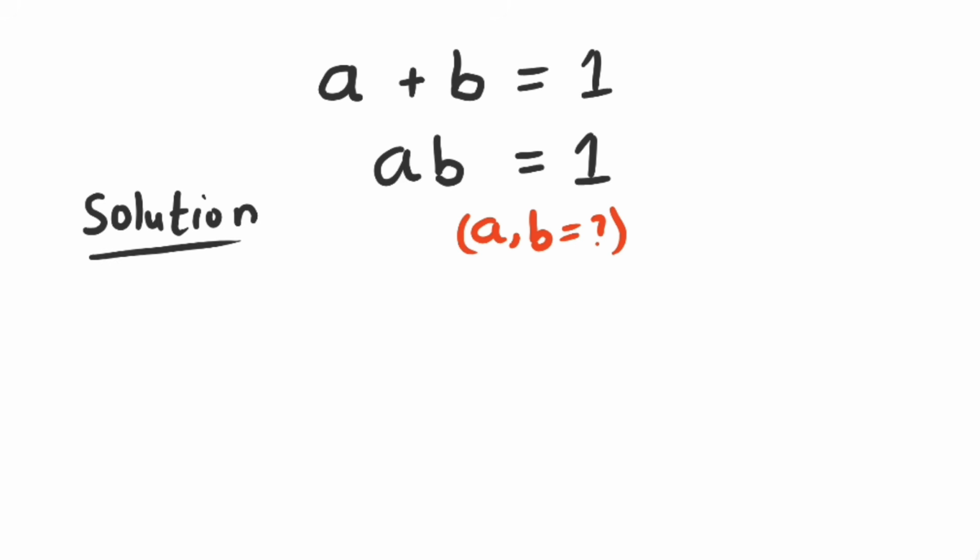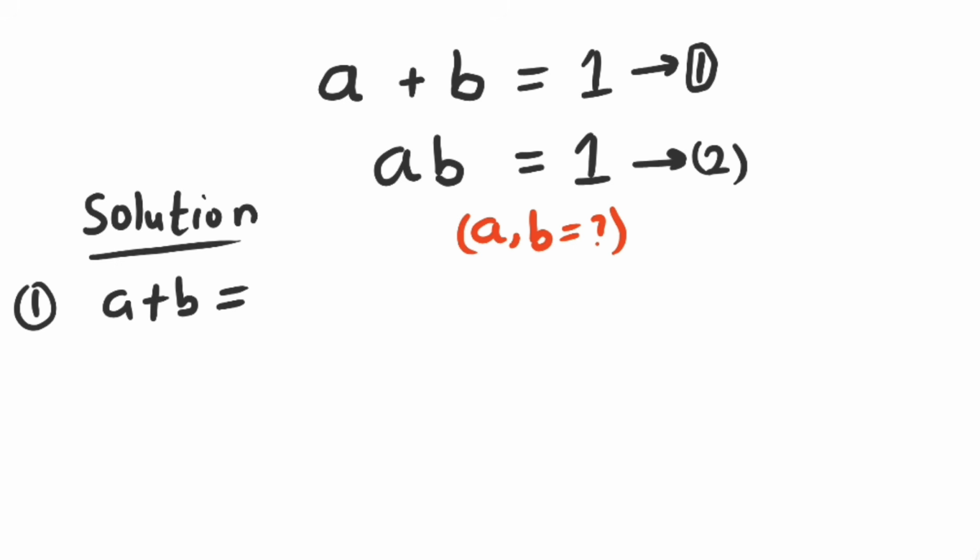Solution. Here we have A plus B is equal to 1. Let us call this equation 1. And then AB is equal to 1. Let us call this equation 2. From equation 1, A plus B is equal to 1, B is equal to 1 minus A. Let us call this equation 3.